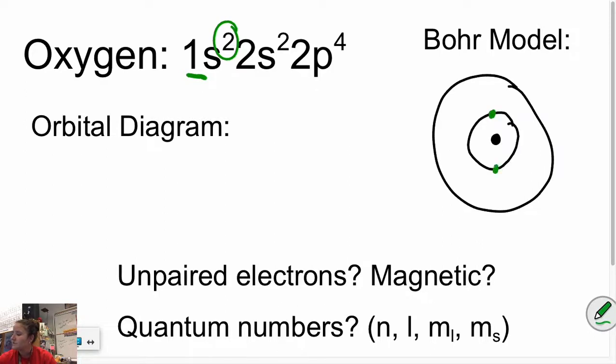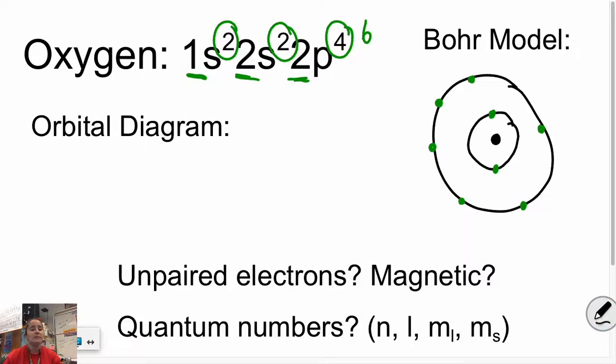1, 2. I'm using green dots for the electrons. In the second energy level, oxygen has 2 plus 4, or 6 electrons. 1, 2, 3, 4, 5, 6. For right now, I'm just putting them wherever because it doesn't really matter when doing a Bohr model. Let's go ahead and do the orbital diagram for oxygen.